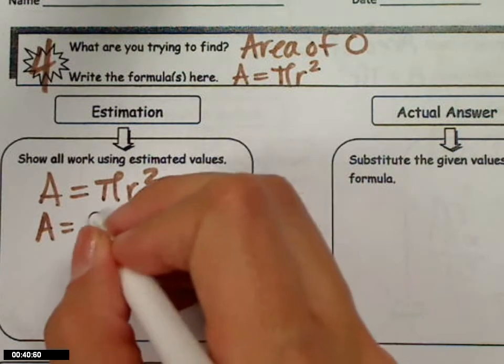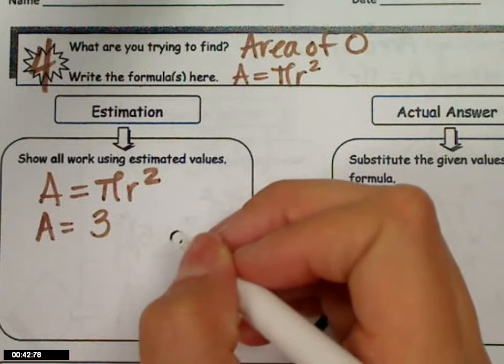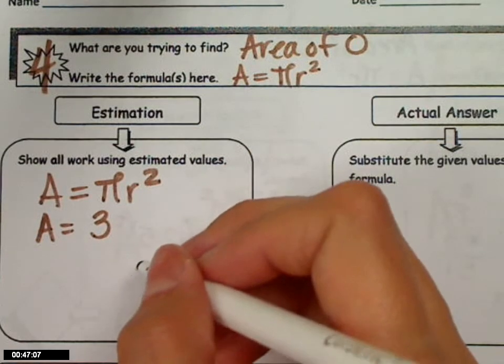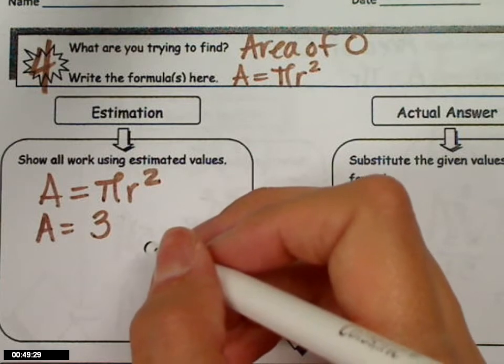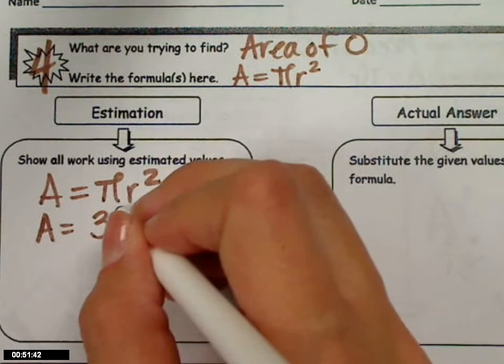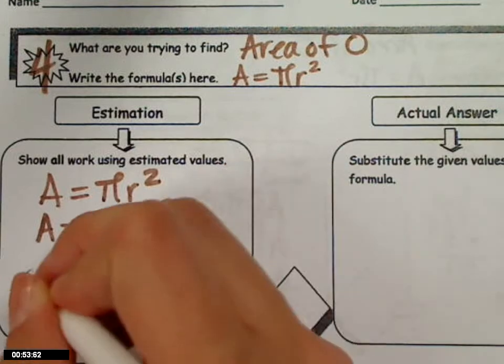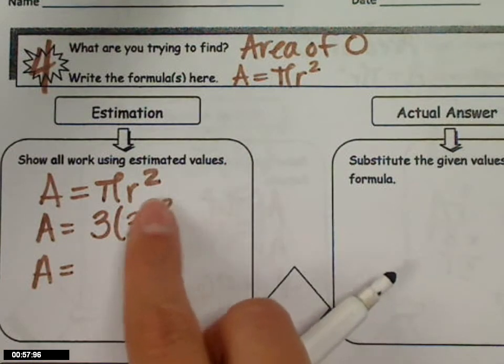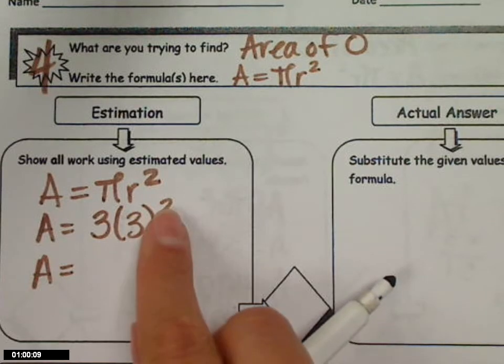3. Thank you. And my radius for number 4 says it's 2.6, but again, I'm estimating, so what can I change that to? 3. Yeah, I'll round to 3, and that needs to be squared. Okay, I'm going to square 3, which is 3 times 3.